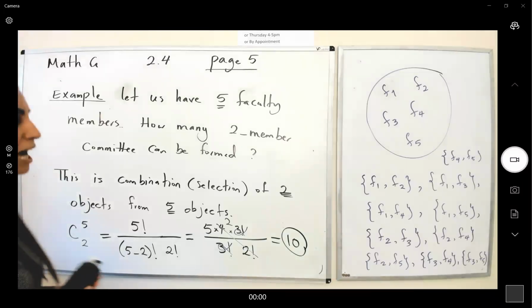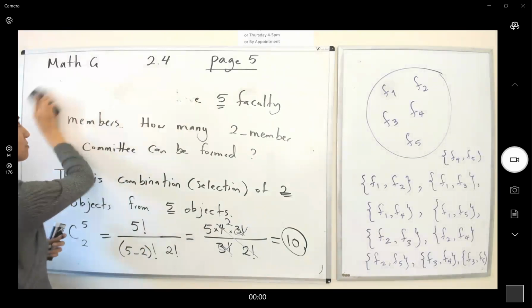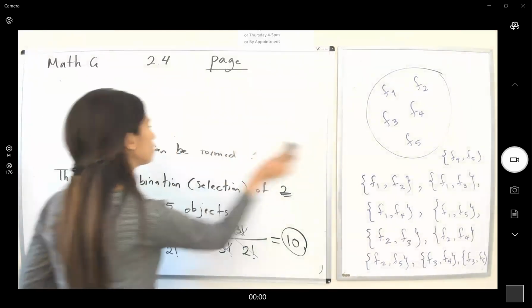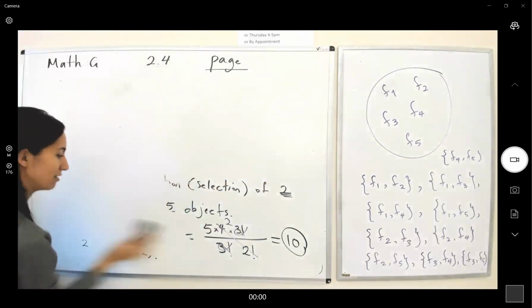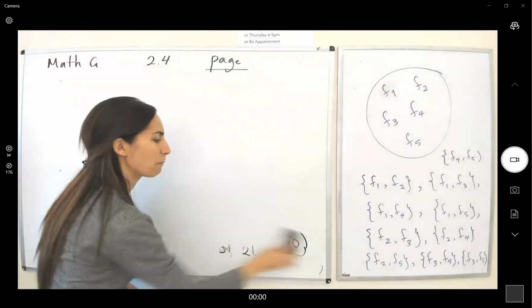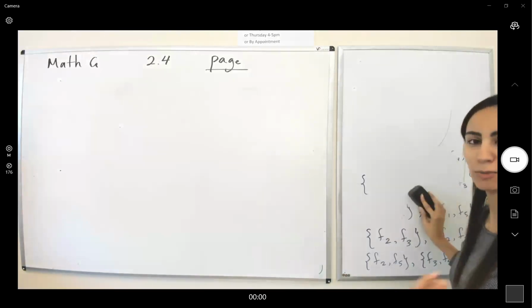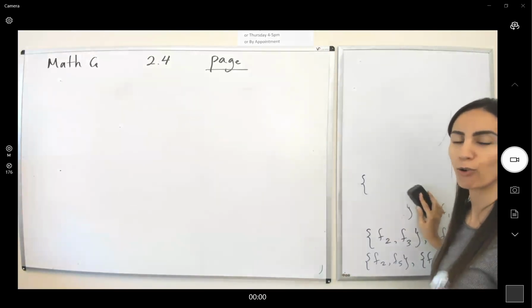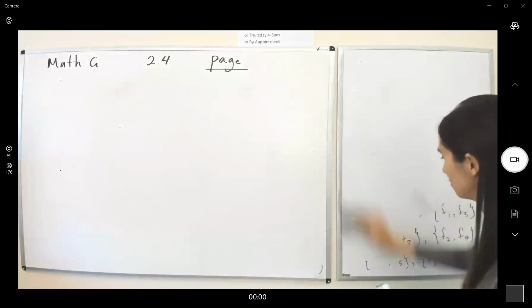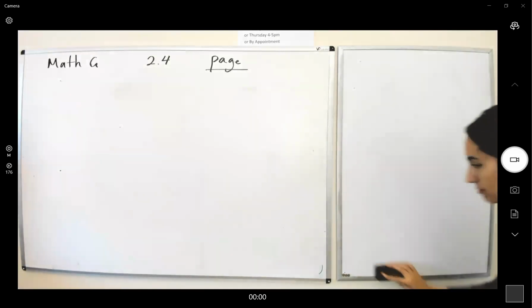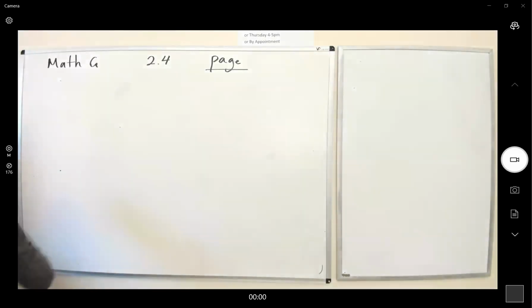Well, now an interesting question. Suppose I give you a word like book, and I ask you how many permutations or orderings are possible? Question.